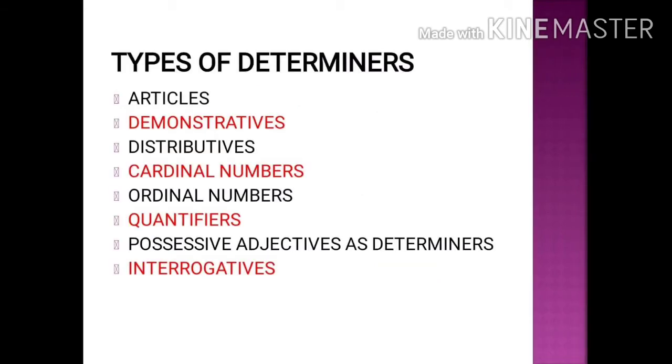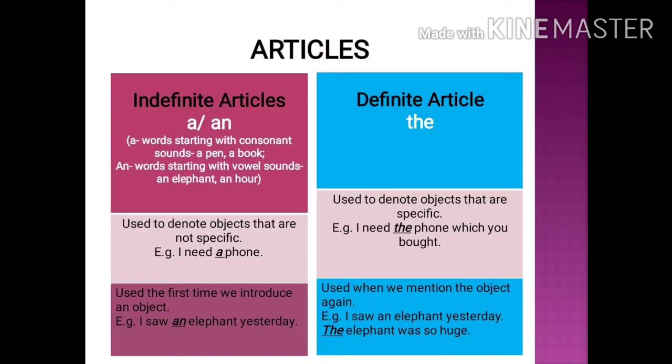And children, today we're gonna learn the 8 types of determiners in detail: articles, demonstratives, distributives, cardinal numbers, ordinal numbers, quantifiers, possessive adjectives as determiners, and interrogatives. So let's start with articles, children. Children, you might have already learnt articles. Still, I would like to explain articles detailedly.